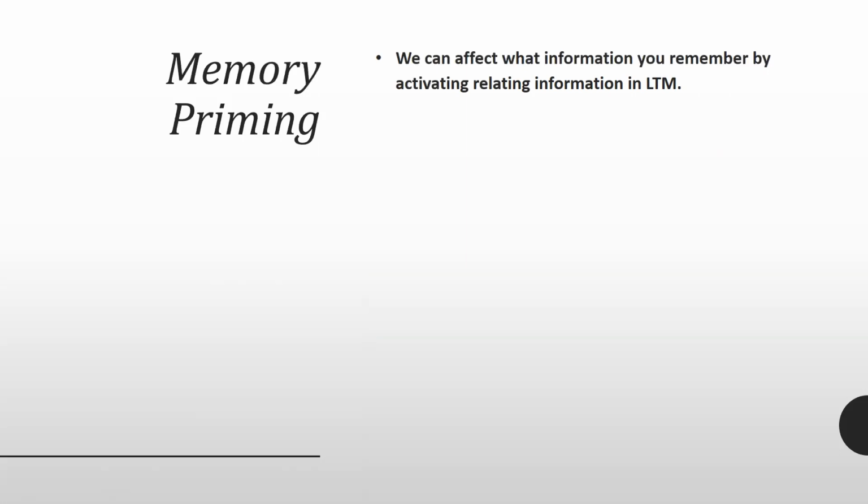So the idea of memory priming is that I can affect not only what information you pay attention to, but I can affect the information that you recall when asked by priming you with other related information. And so the best way to think of this, to not overcomplicate it, is that priming your memory is essentially reminding you of something, okay? So I reminded you of something, and so it's much easier to recall and remember that.